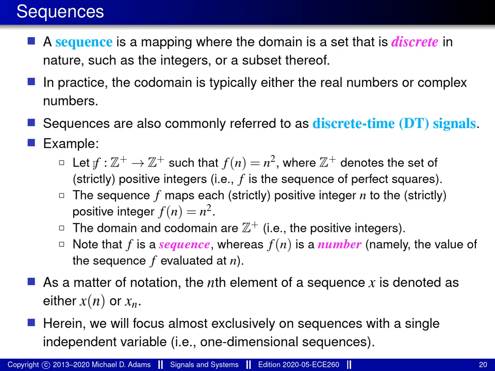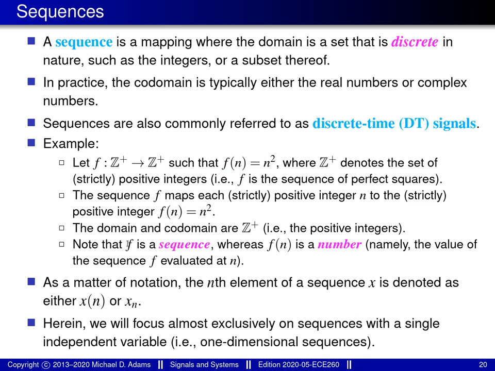So first of all, we're saying that f is a mapping. So f is basically a mapping that's a sequence here. And it maps the domain, which is the set of positive integers, to the codomain, which is the set of positive integers. And the equation that defines this sequence is f of n is equal to n squared. In other words, the sequence is just a sequence of perfect squares: 1 squared, 2 squared, 3 squared, and so on.